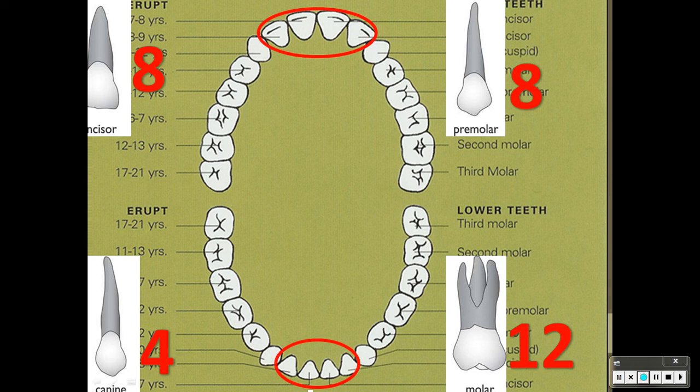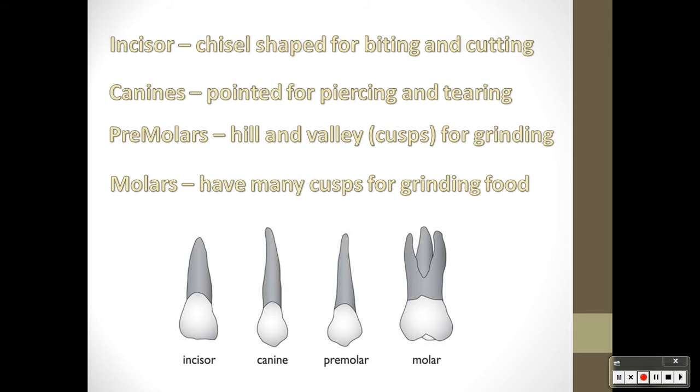Okay? You have 8 incisors. You have 4 canines. You have 8 premolars. And you have 12 molars in an adult set of teeth. Functions of the teeth. Hit pause and read it. This is a very long topic, and I only have 15 minutes.